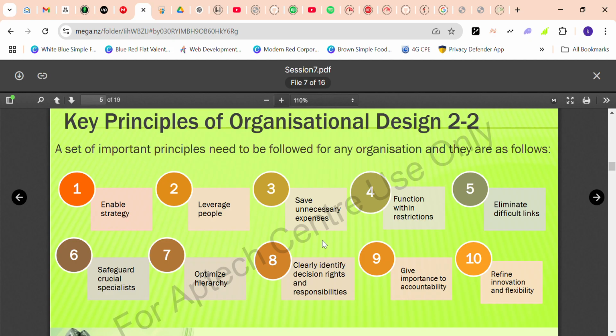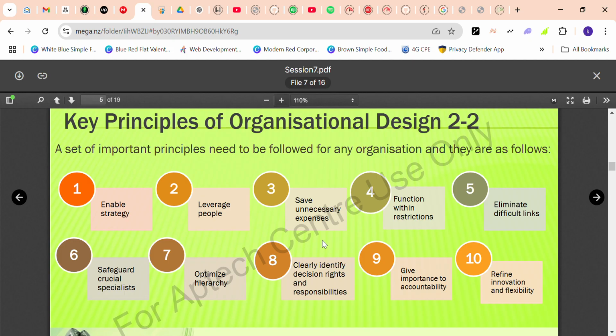And then we also have optimize hierarchy. When we are talking of hierarchy, it is the level you put, the level of how confidential the information has to be. How classified the information system is will determine the kind of organizational work design. And number eight, clearly identify decision rights and responsibility.